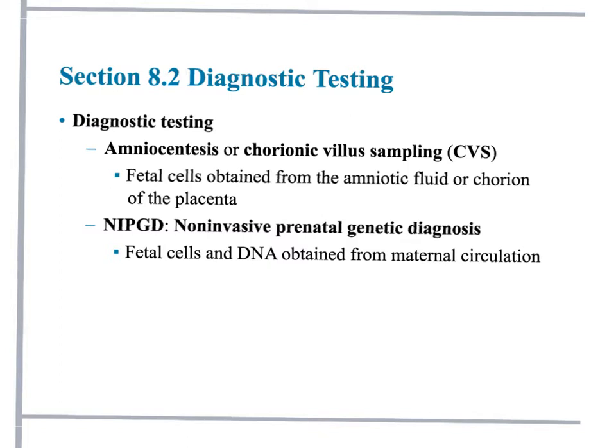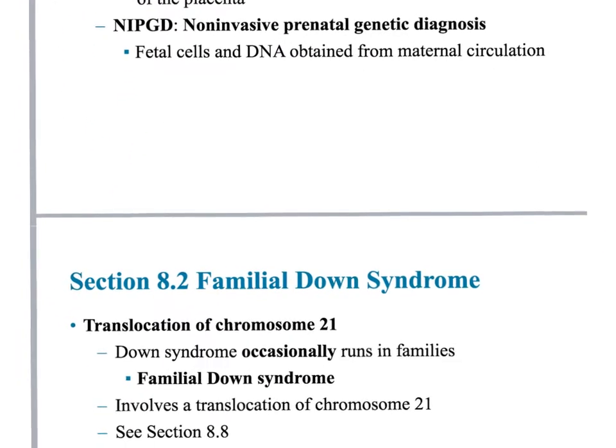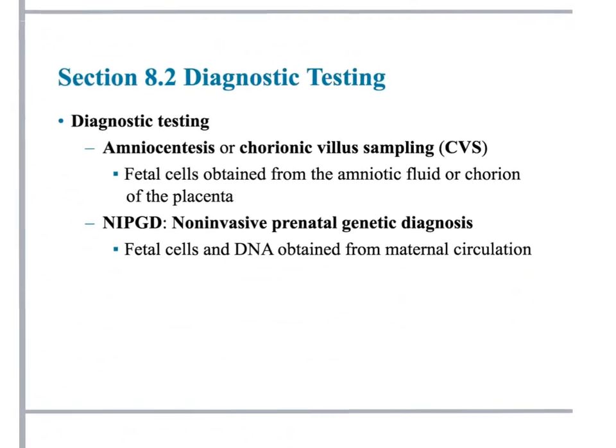And then there's also the non-invasive prenatal genetic diagnosis, where fetal cells and DNA are obtained from maternal circulation. Amniocentesis and chorionic villus sampling are the two most prevalent. I think it's 22 tests that are mandated, but there's hundreds and hundreds of tests that you can actually get. The mandated ones are for the really common disorders. But pretty much if you have a disease running in your family, you more than likely can get some kind of a genetic test to tell whether or not it's going to be passed to your child.